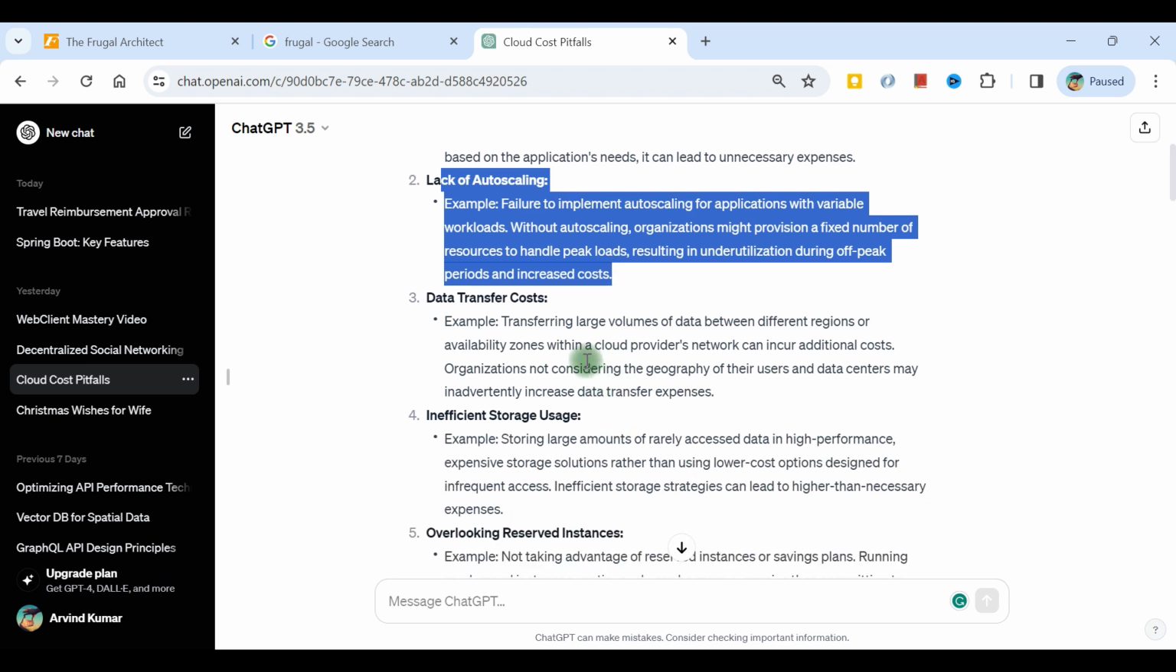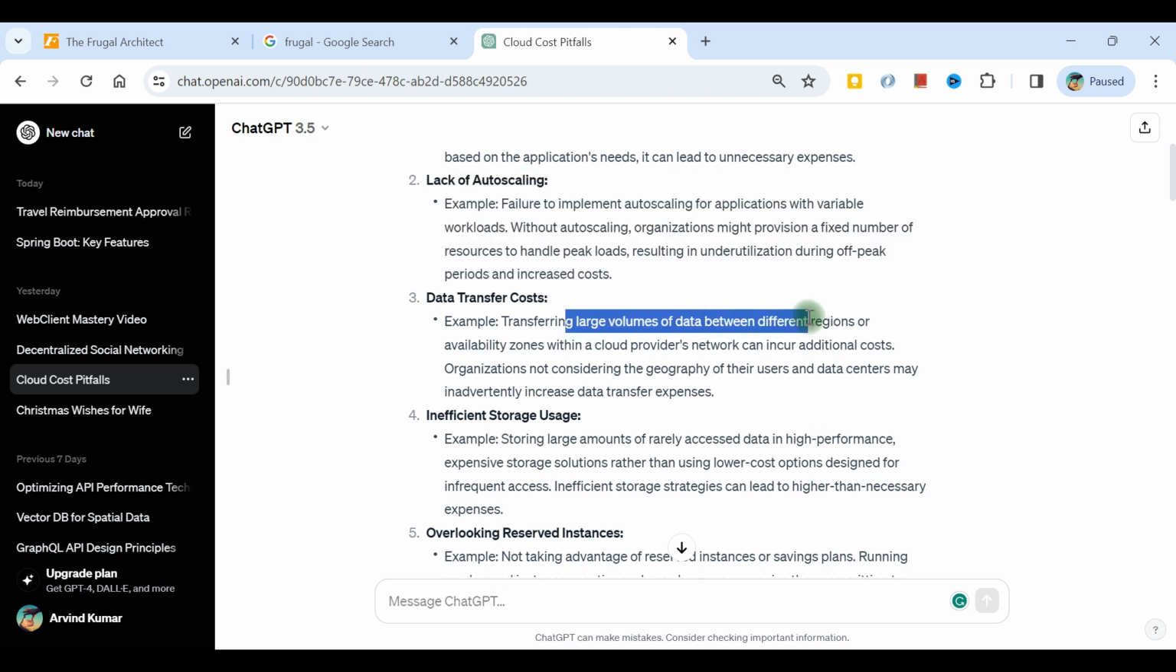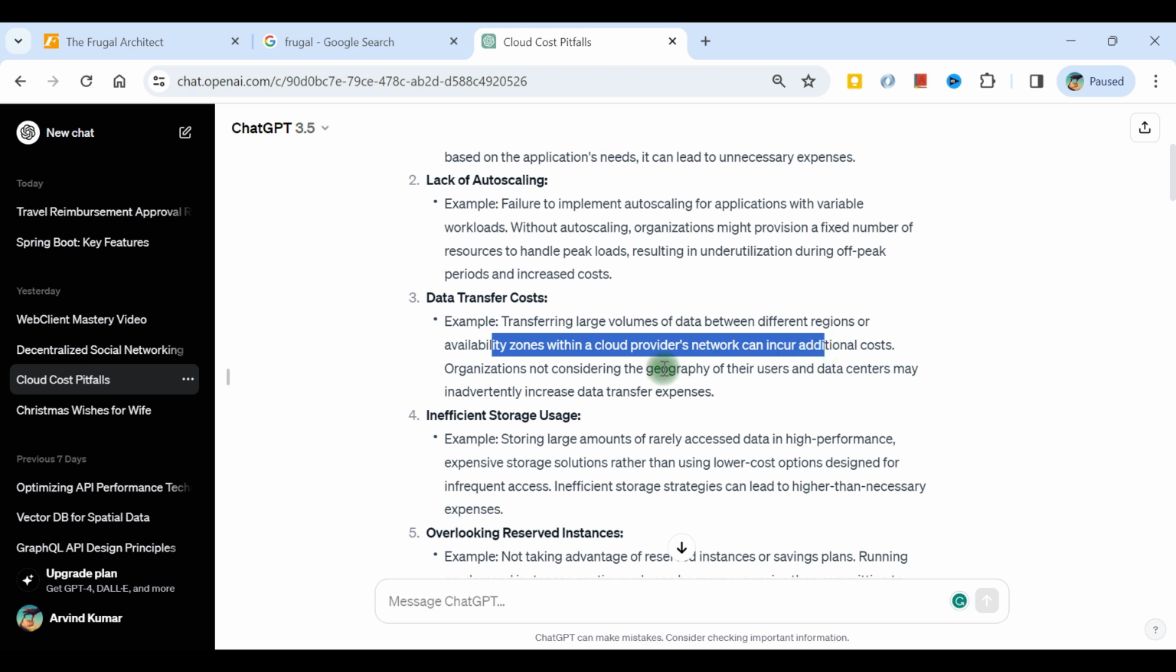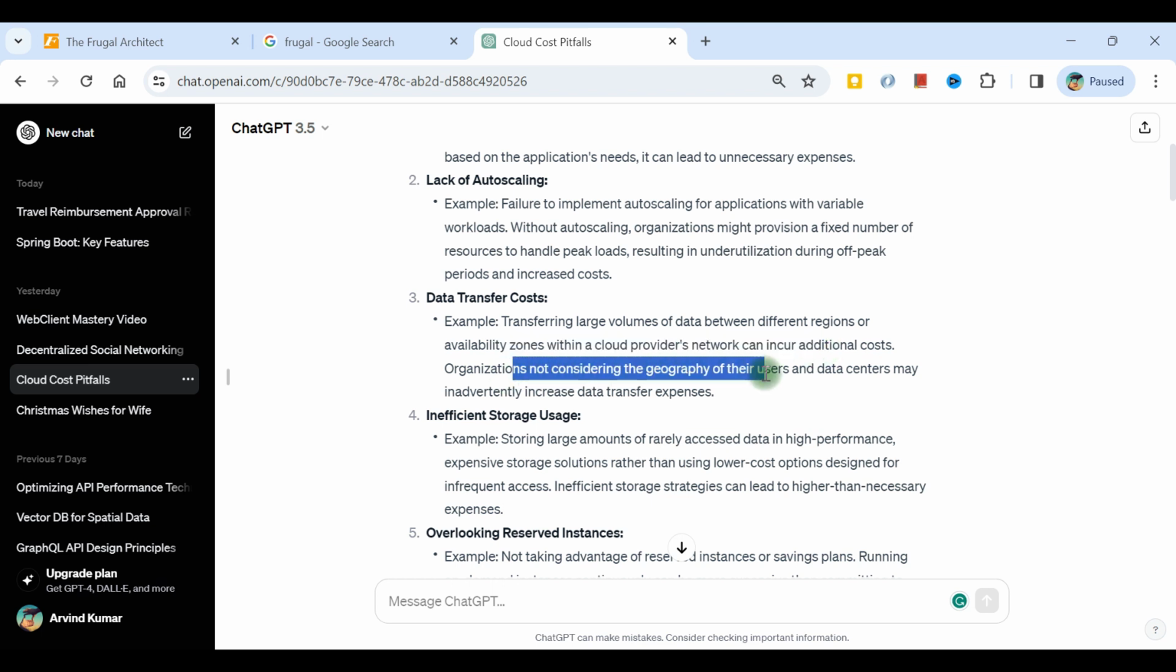Next, data transfer cost. Transferring large volumes of data between different regions or availability zones within a cloud provider's network can incur additional cost. Organizations not considering the geography of their users and data centers may inadvertently increase data transfer expenses. Let's say for the application I am working on, the main user base is India, and I am replicating the data throughout the world, and nowhere else is that data going to be accessed. So why transfer the data there? There is no point there, right?